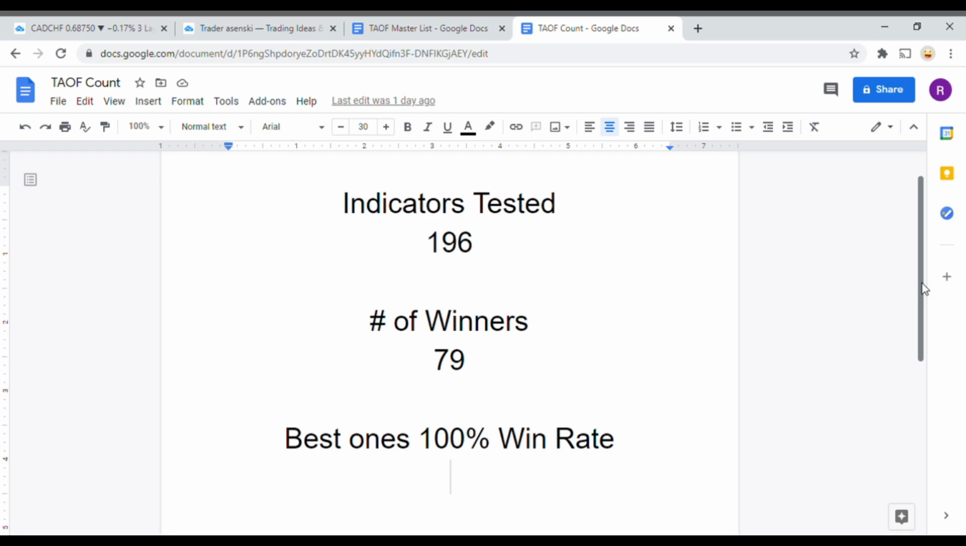So to date, we have tested 196 indicators. And out of those 196 indicators, 79 of them have been winners, which means that they have met or exceeded the 60% win-loss ratio threshold that we have set for them. The best ones so far were able to achieve a 100% win rate.